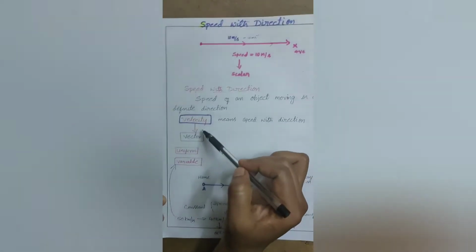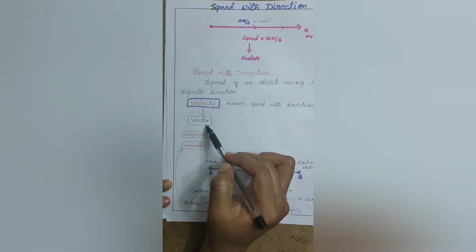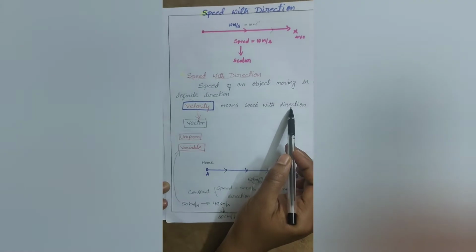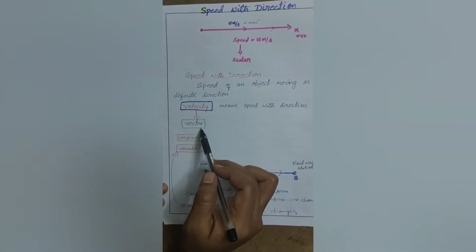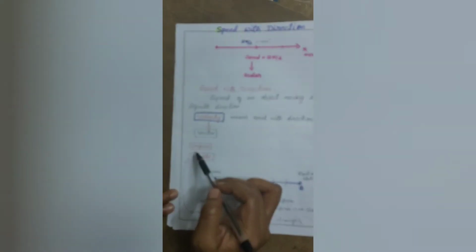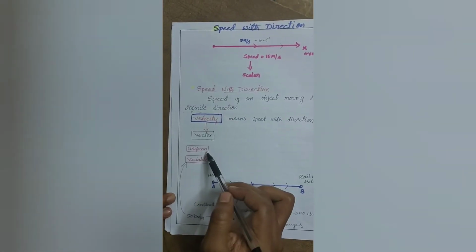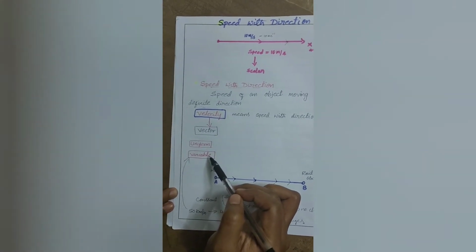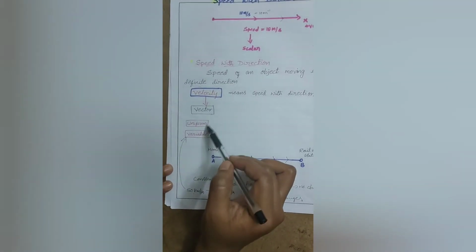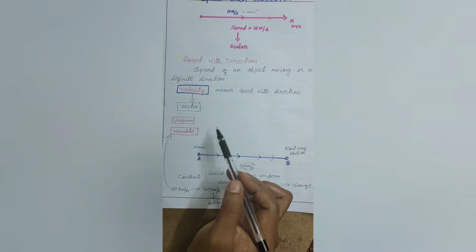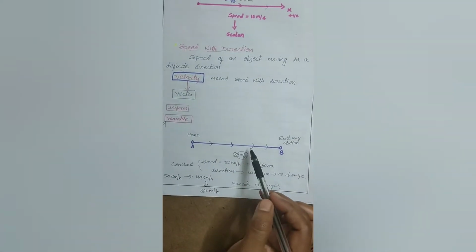Velocity is called a vector quantity because it has both a numerical value and a direction. That's why it is called a vector quantity. Velocity can be either uniform or variable. How can we explain the uniform velocity of an object?